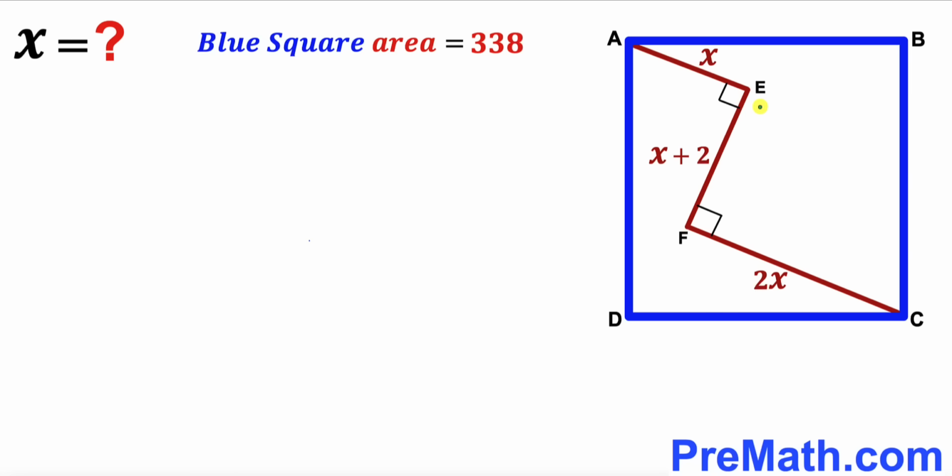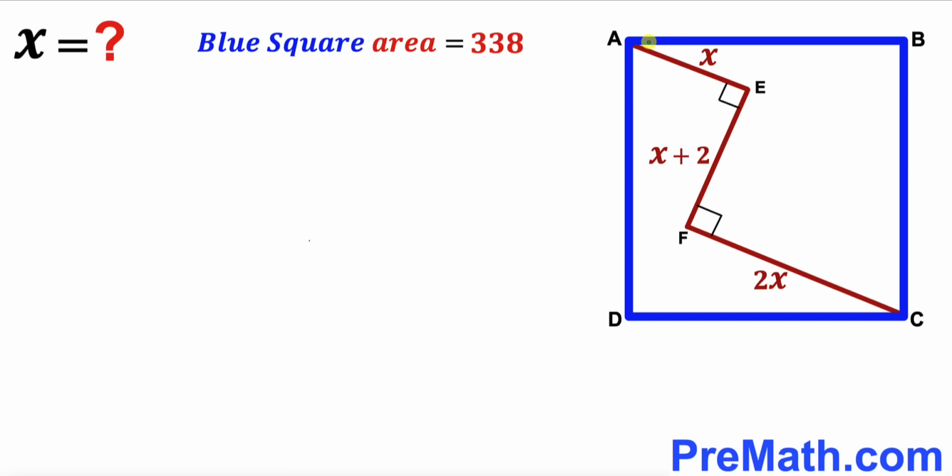Welcome to PreMath. In this video, we have got these line segments AE, EF, and FC fully confined in a blue square ABCD, as you can see in this given diagram, such that all these three segments are perpendicular to each other.